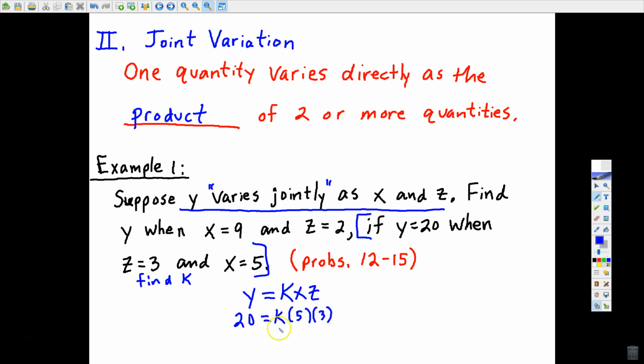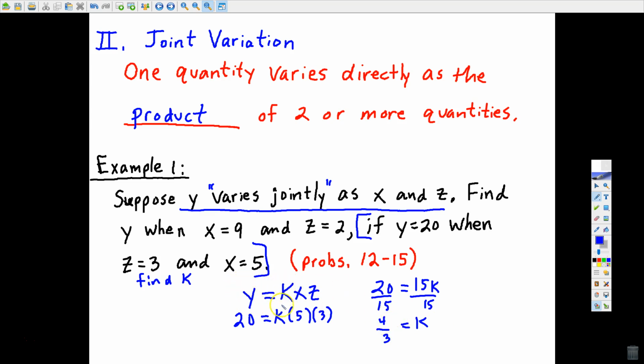All right, so let's multiply these together. 20 is equal to 15k. And we just go through the normal routine to solve for k. And we divide by 15 on both sides. And I'm going to reduce. And my final answer here is k is 4/3. Okay, now that's my answer for k.